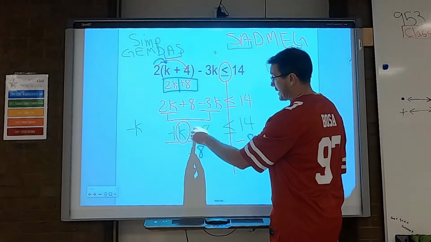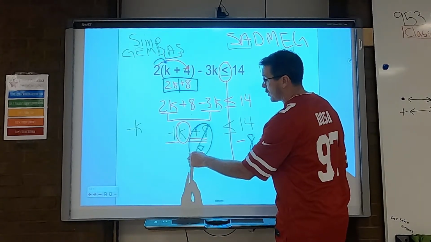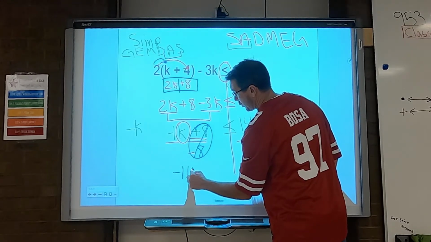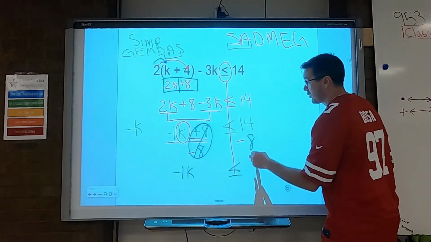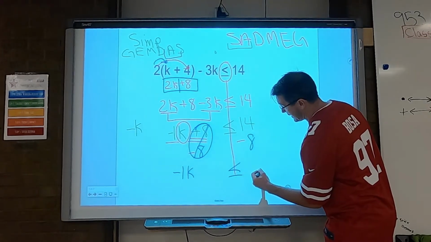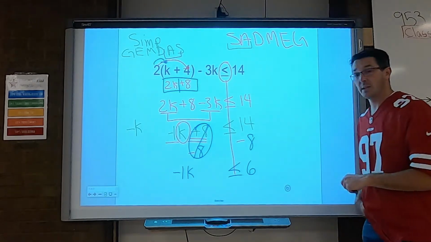All right, so plus 8 minus 8 is 0, but I don't need to write that 0 down because I have this negative k here. And I'm going to put a negative 1k, and that's less than or equal to. I don't need to flip the sign because I'm subtracting, not multiplying or dividing. This is going to give me 6. 14 minus 8 is 6.